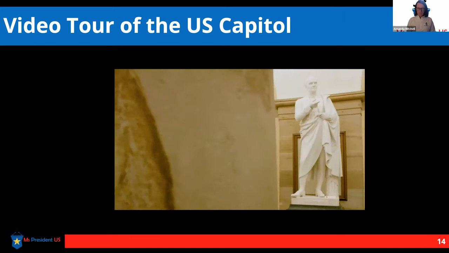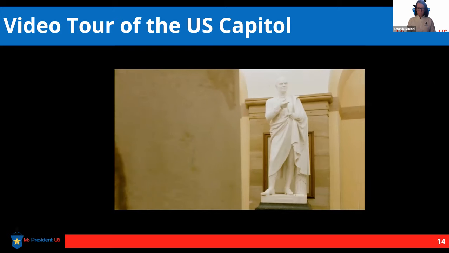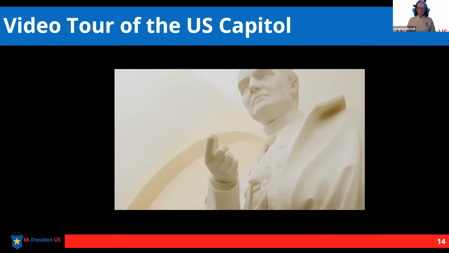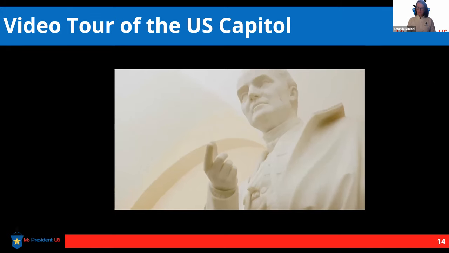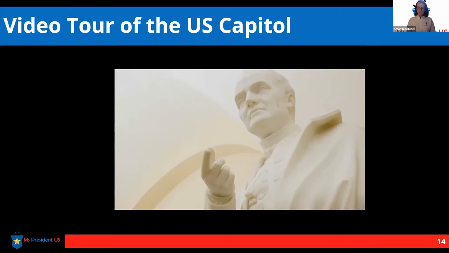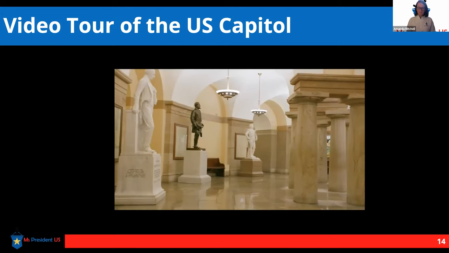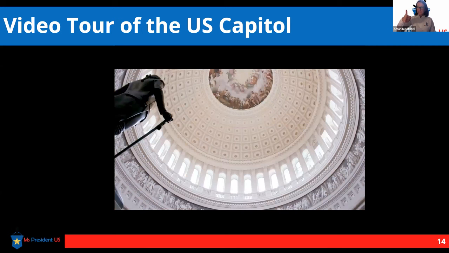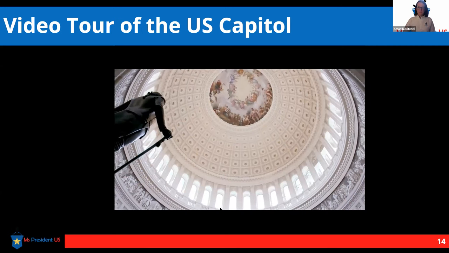This is a statue of Roger Sherman from Connecticut. Along with Oliver Ellsworth, Roger Sherman is the author of the Great Compromise, which is the part of the Constitution that laid out the ways in which Congress represents the people. Now let's go upstairs to see the rotunda, the room directly under the dome.